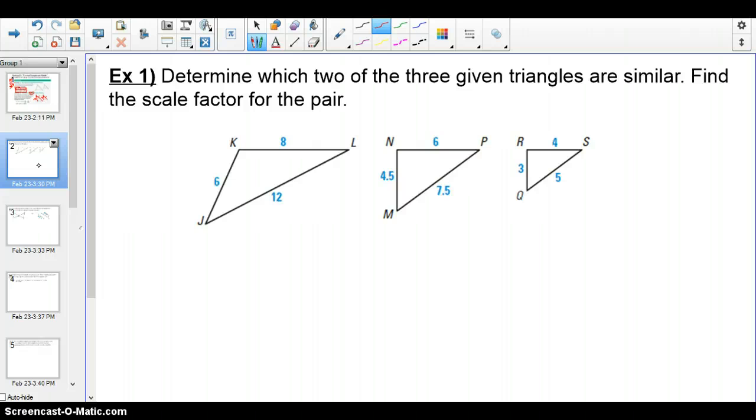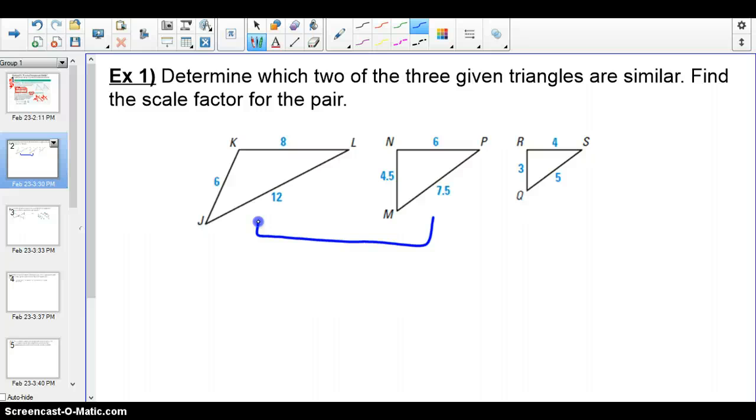Alright, let's look at this one. We need to determine which two of the three given are similar, and then find the scale factor. So if I consider the first two, and we'll see if they are similar, I don't know anything about the angles, so I've got to check all the corresponding sides.